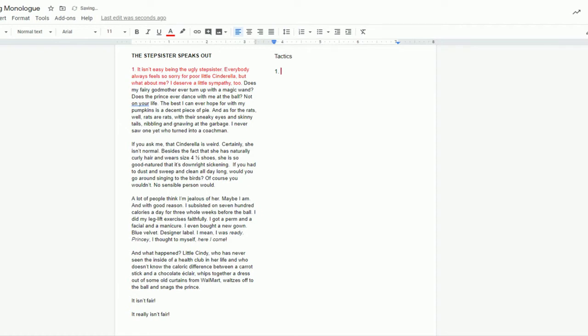And what tactic do we think the stepsister is using here for the audience? She says, "It isn't easy being the ugly stepsister. Everyone always feels so sorry for poor little Cinderella, but what about me? I deserve a little sympathy too." What is she doing there? What is the stepsister trying to achieve? What is her objective in this passage? I'm going to say that her tactic here is to explain. To explain is not an elaborate or overly moving tactic, but maybe it's a good one to start with.